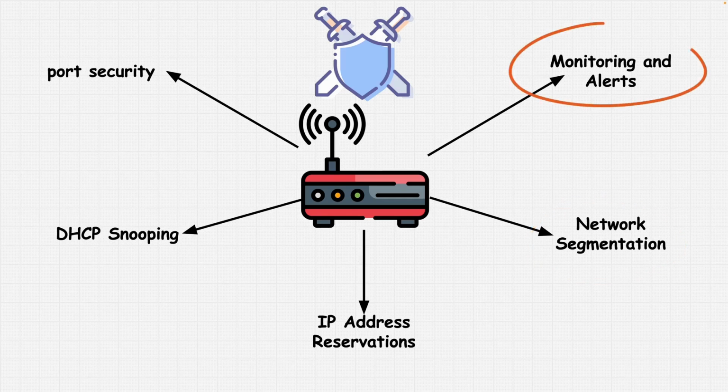And lastly, as usual with everything, you want to monitor and send alerts. You can use intrusion detection and prevention systems or some other logging tools to monitor DHCP traffic for unusual activities such as an excess of DHCP requests or unknown DHCP servers. Alright, so these are the measures that you can take to protect from DHCP attacks.